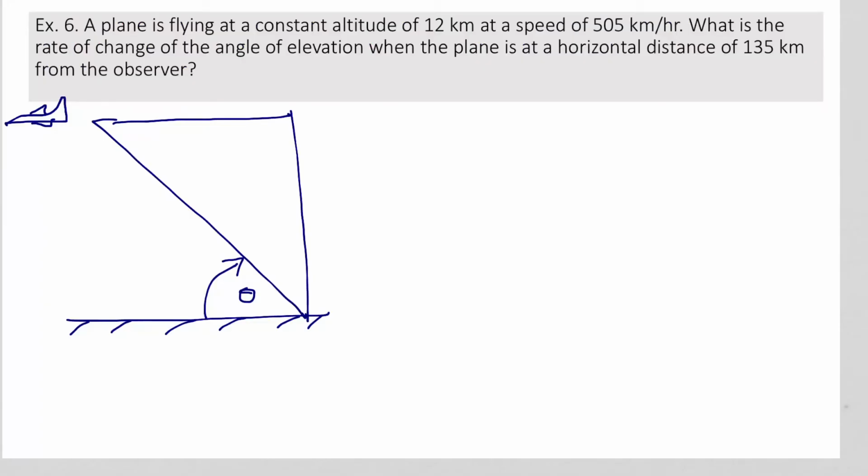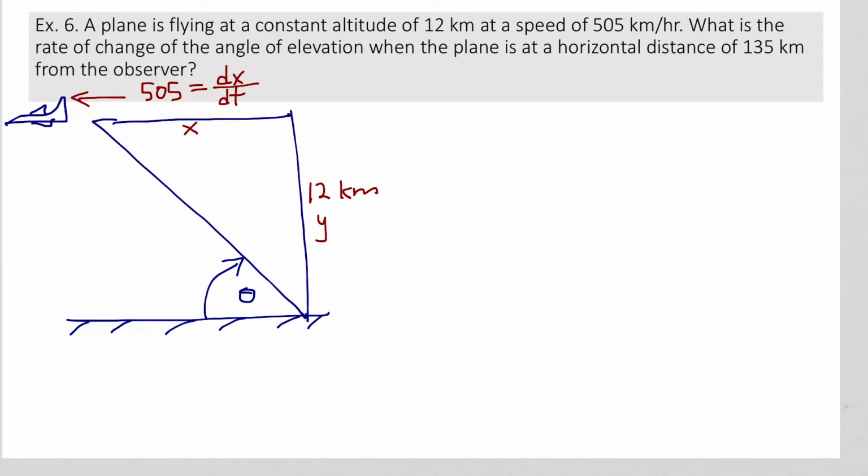So in example 6, it says a plane is flying at a constant altitude of 12 kilometers. So that's 12 kilometers here, constant altitude. And he's flying at a speed of 505 kilometers per hour. And I'm going to call that dx/dt, where this is my x distance and this is my y distance.